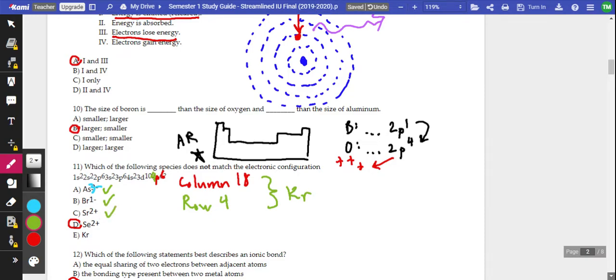Selenium 2 plus. If selenium loses 2 electrons, it bumps back to the germanium spot, which is in a P2. It bumps back from a 4p4 to a 4p2. So instead of gaining 2 electrons to be like krypton, it loses 2 electrons and goes the opposite way. So selenium 2 plus is not the same in electron configuration as krypton. So that's our answer here.